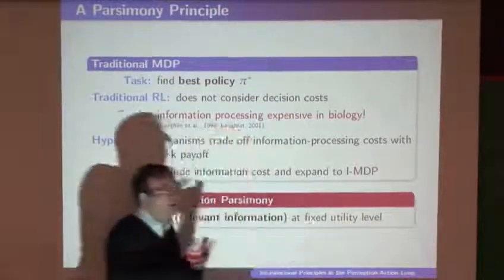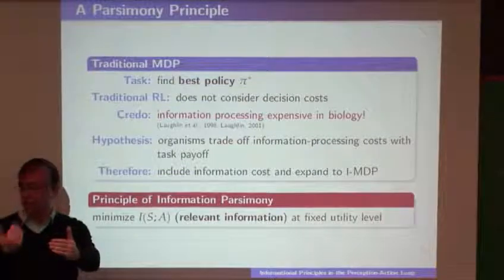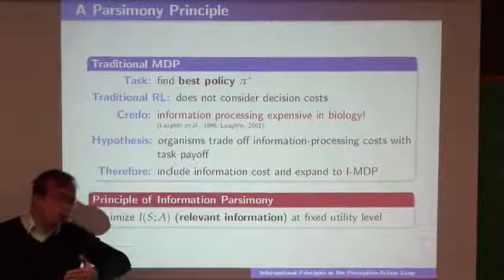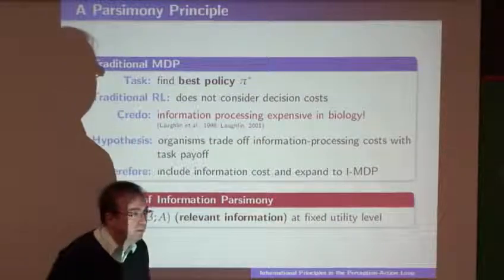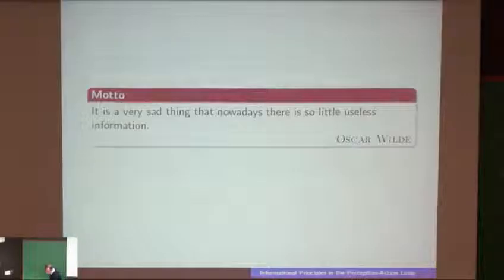And we want a fixed utility level. So, for example, I say I want the optimal utility, but for the cheapest cost in terms of processing. Or I say, well, let's take a little bit less than optimal utility if I save a lot of information processing. Let's see what happens.